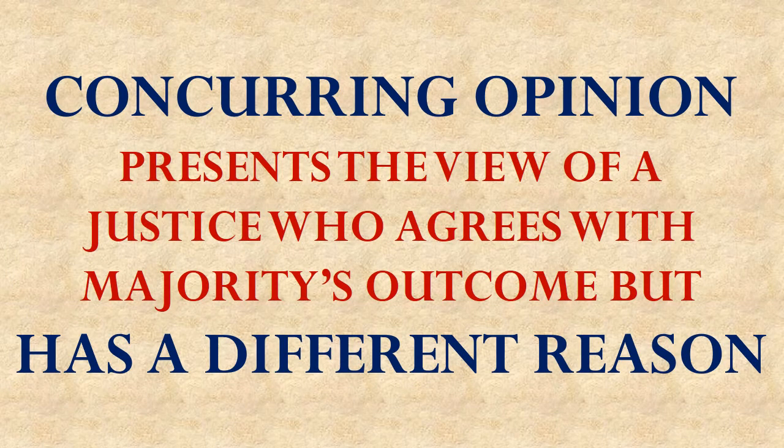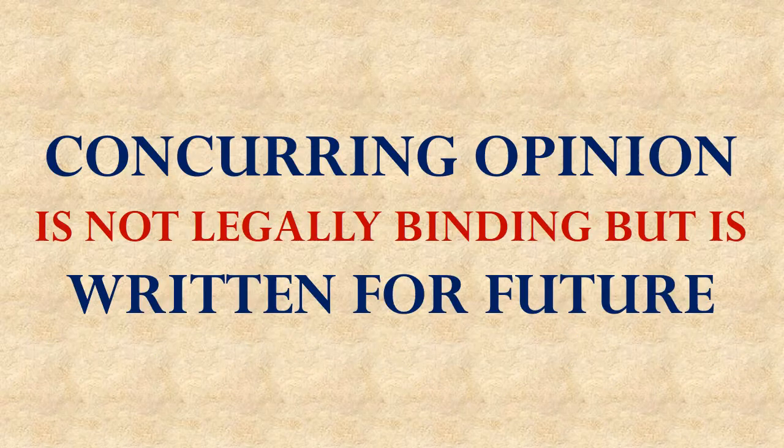A concurring opinion presents the view of a justice, or perhaps even more than one justice, who agree with the outcome the majority is getting, but this justice has a different reason for that outcome. In other words, they think that the majority's got the right winner, but for the wrong reasons. And so they're going to write their own opinion giving the right reasons. These concurring opinions are not legally binding. It's only the majority opinion that's legally binding.